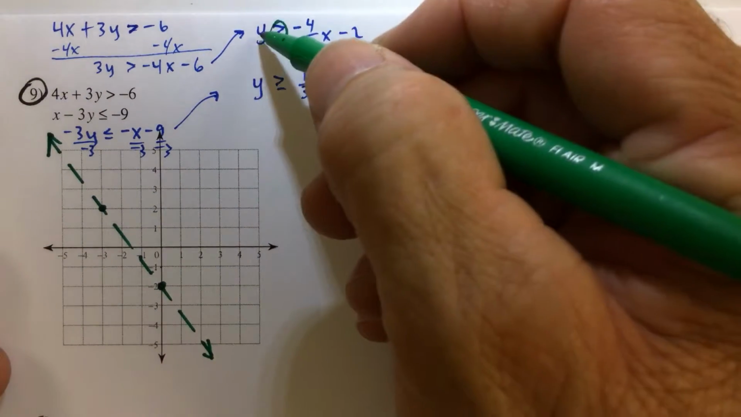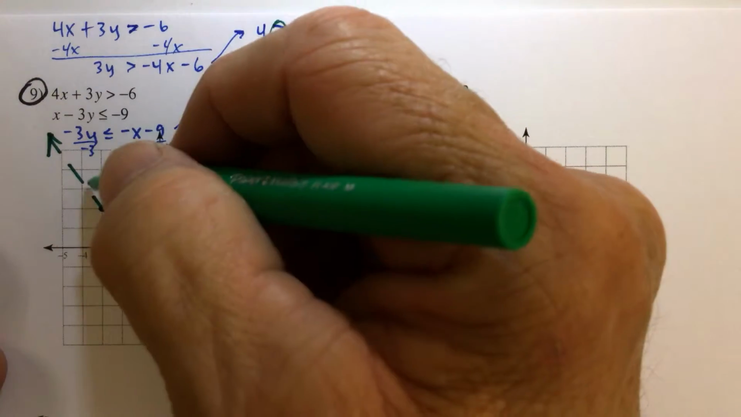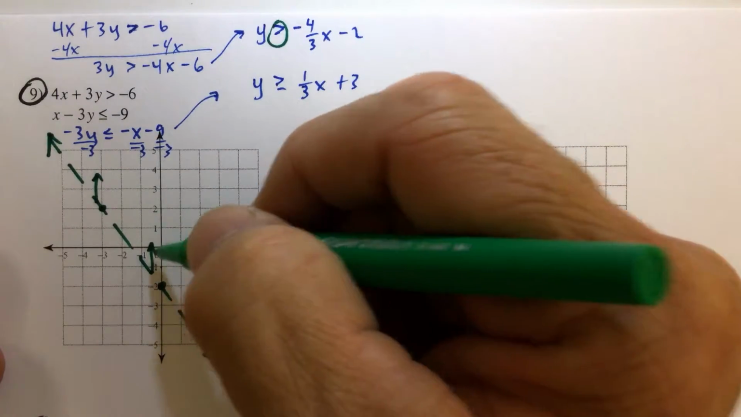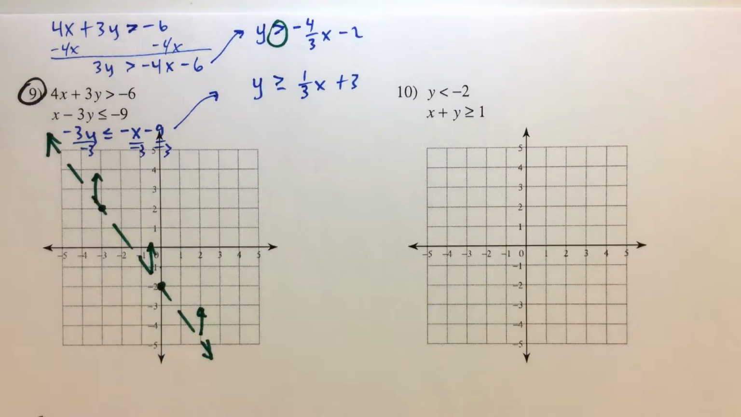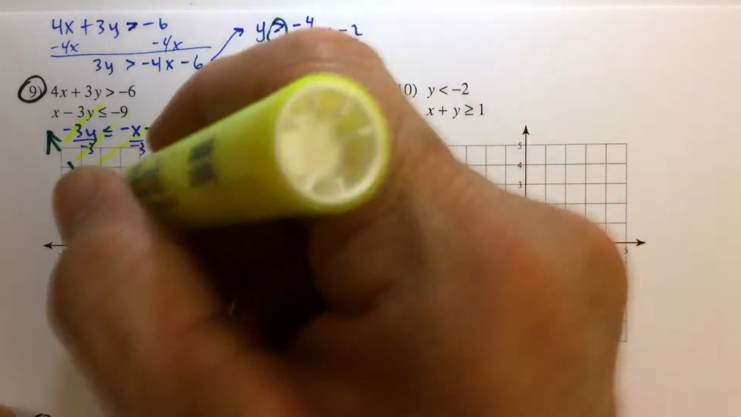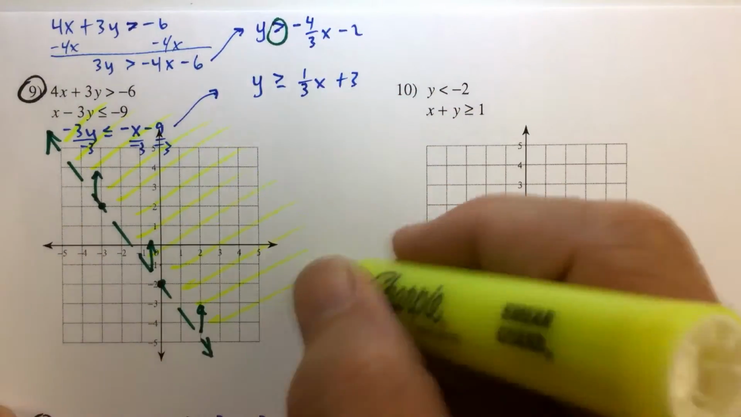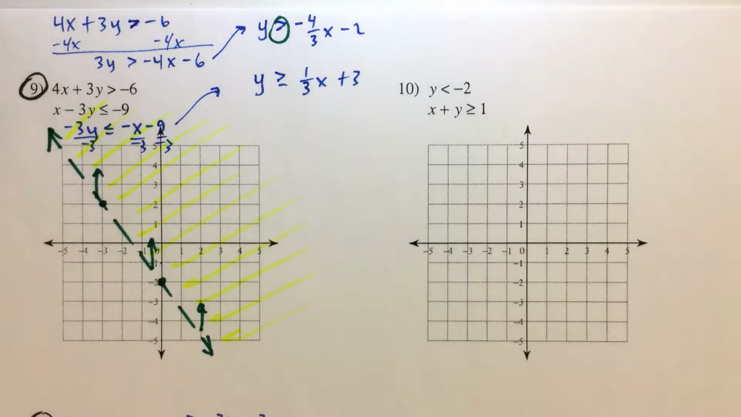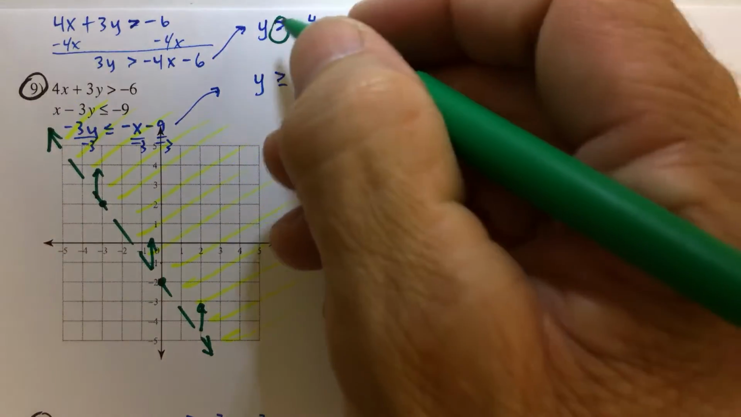And then again, y is by itself, and it's greater than, so we go up from the line, and we shade the region that's up and kind of to the right. All these y values that we're shading, I should say all these ordered pairs that we're shading, are the ones that make the first inequality true.